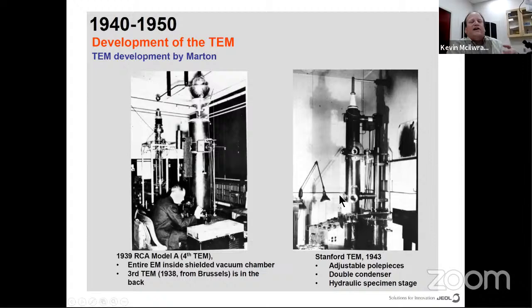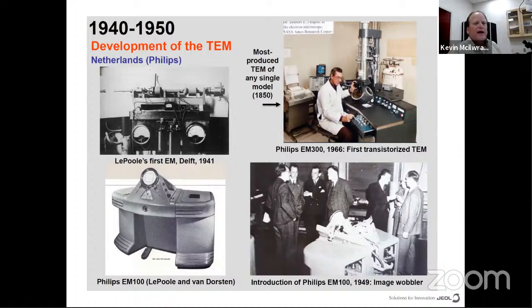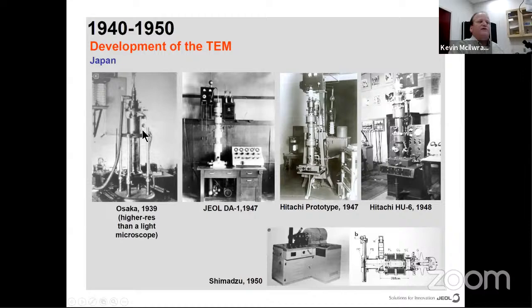And now, the 30s to 40s, we had a lot of early development. Manufacturing development between countries started happening more in the 40s to 50s. And so with Philips, which has now become FEI, then Thermo. And you can see some of the first EMs, right? These are actually TEMs. We can look at Japan. Japan was doing a higher resolution light microscope. That was the first big thing, right?